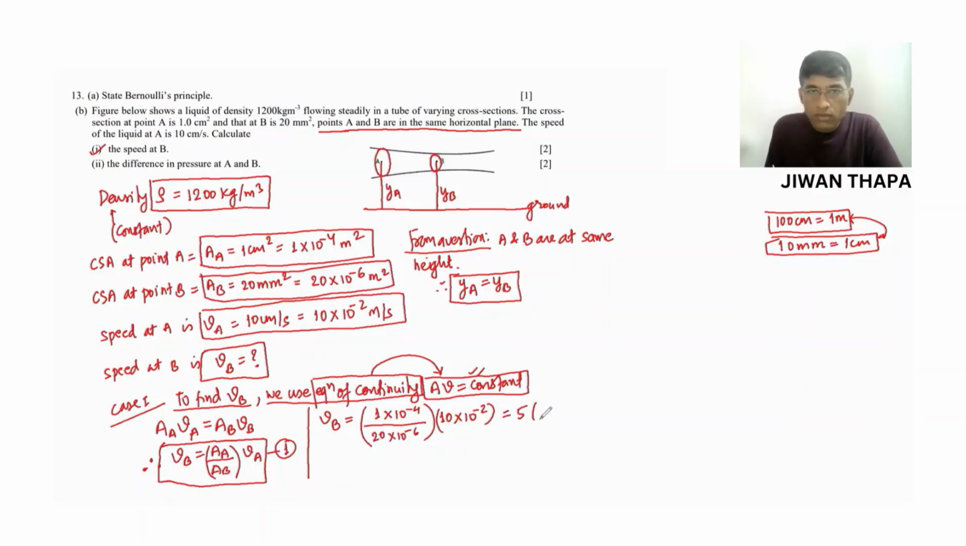We have 5. So we get speed at B is 0.5 meter per second. So we get this. Okay.